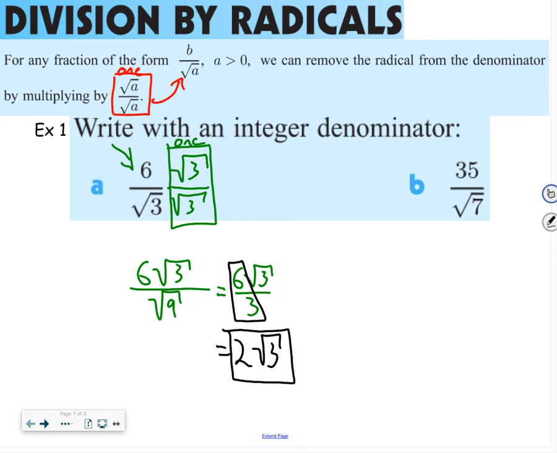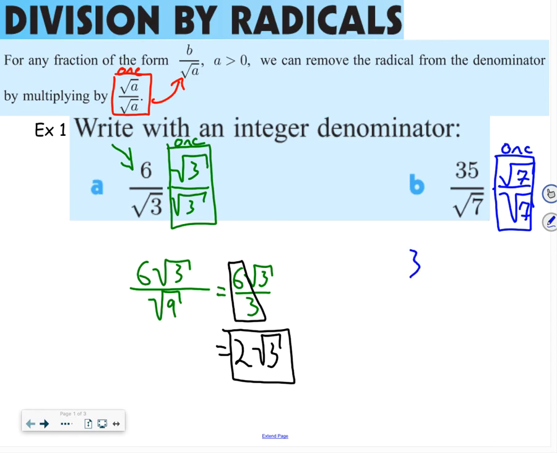So let's look at B. In B, we're going to recognize our denominator to be square root of 7. So we're going to multiply by the square root of 7 over the square root of 7. Again, this is just 1. I'm not changing the value of my original fraction.